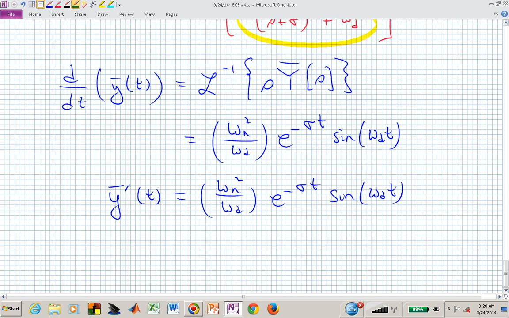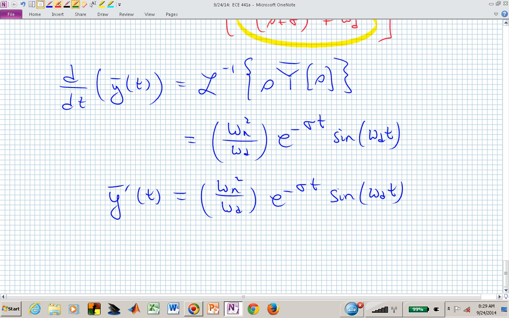Well, e to the minus sigma t is always non-zero unless it's way out in infinity, so let's not worry about that piece. Omega sub n squared over omega sub d is constant. Sine omega sub d t has a lot of times that it's equal to 0, doesn't it? We want to know when is the first time after t equals 0 that this hits 0, and that's where we want to find that maximum in our y sub bar of t expression.